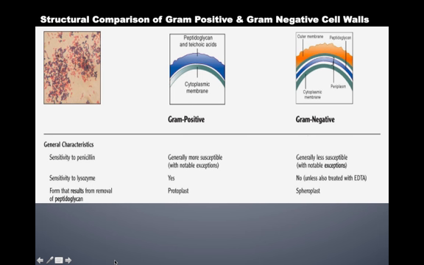When we look at the sensitivity to penicillin, the most basic antibiotic out there, gram-positive are generally more susceptible, where gram-negative are not. Okay, we're going to talk about why that is here in a little bit. And in terms of sensitivity to lysozyme, lysozyme is an enzyme that's found in your saliva and tears. It's kind of one of your basic chemical defenses that your body produces naturally. And gram-positive bacteria are susceptible, whereas the gram-negative aren't. Okay, so what happens is the lysozyme or the penicillin both attack that peptidoglycan, break it down.